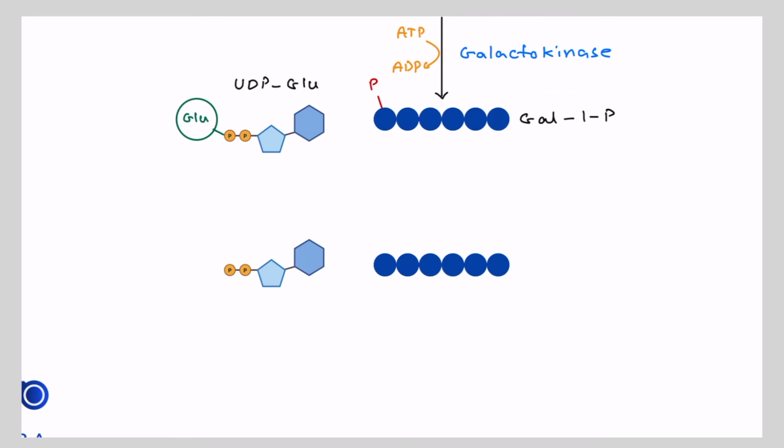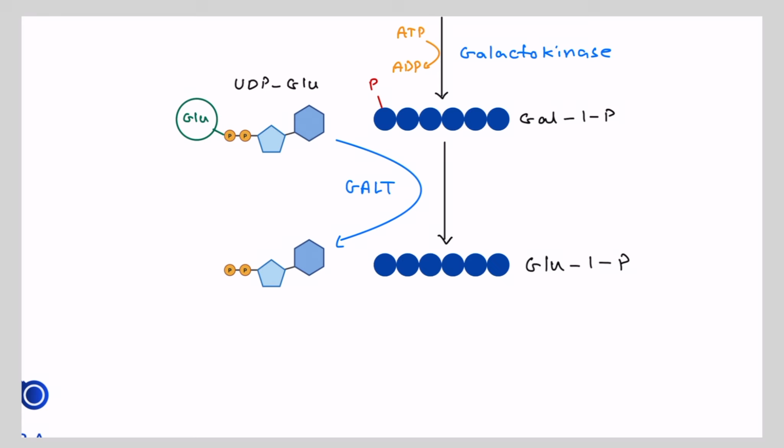this is going to be converted into glucose 1-phosphate. So here we have our glucose 1-phosphate. And this is going to happen through this reaction here. And the enzyme that is going to be doing this is called galactose 1-phosphate uridyl transferase, or we can call it GALT.